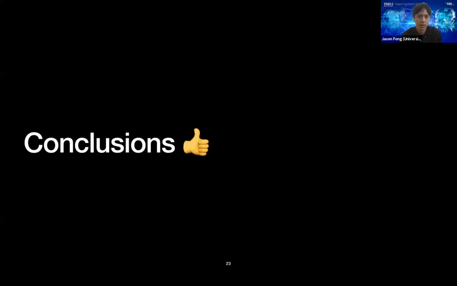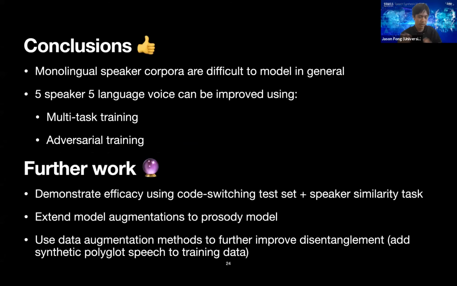Okay. So conclusions. I think these monolingual speaker corpora are very difficult to model in general, and I think there's still much work to be done, especially in terms of speaker similarity. For further work, I think we should definitely demonstrate using code switching and also some kind of speaker similarity test. I think that's probably number one to do. Another thing we wanted to do but couldn't due to lack of time was extend these other tasks to the prosody model and see if that would change the prosody significantly.